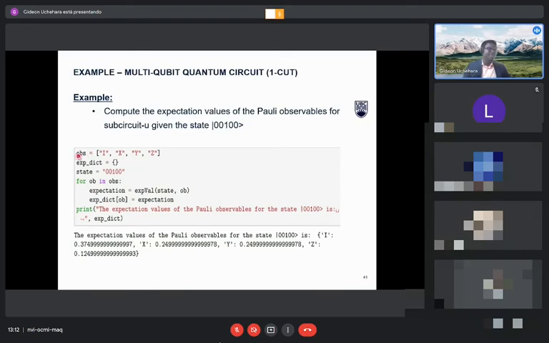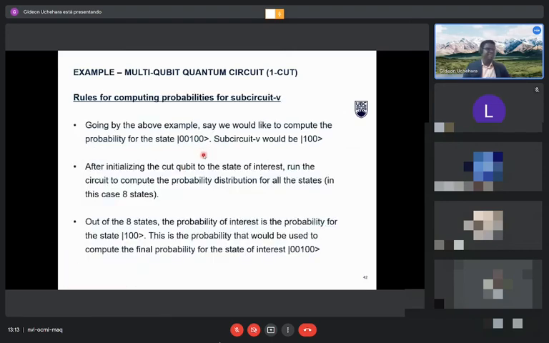So now to do that for all the observables, that is I, X, Y, and Z, I iterated over this, and this is the value that I got. So for the identity, this is the expectation value. For X, this is it, and for Y, for Z. So that's it.